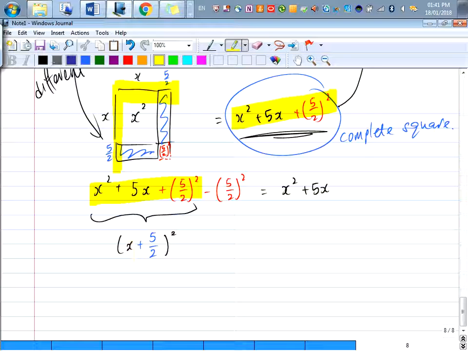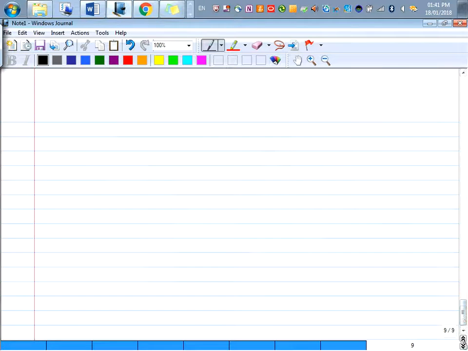Then what am I left with? The red color piece. Then I have to subtract it. 5 over 2 squared. This is equals to x squared plus 5x. Okay? So this is known as the process of completing the square. Alright. Let us try some examples to fully understand what is happening.